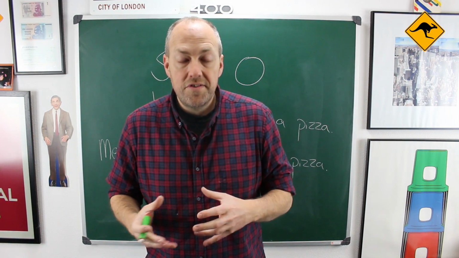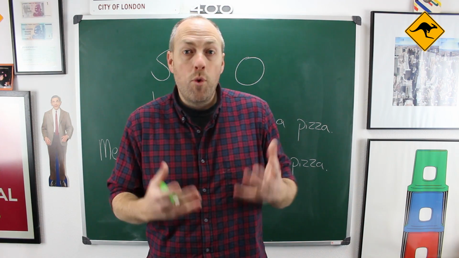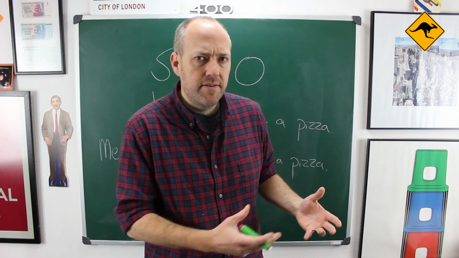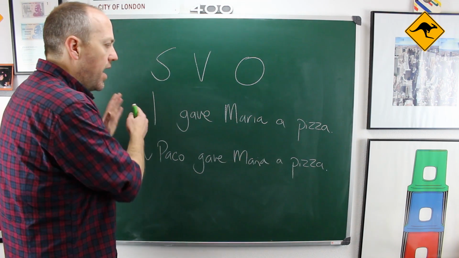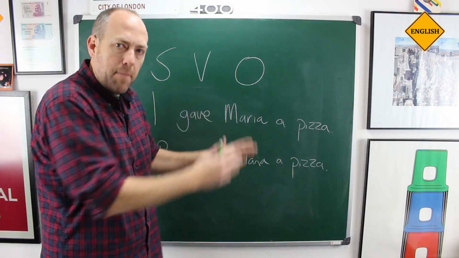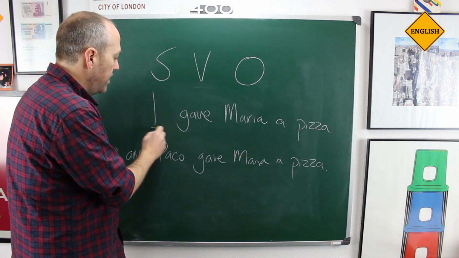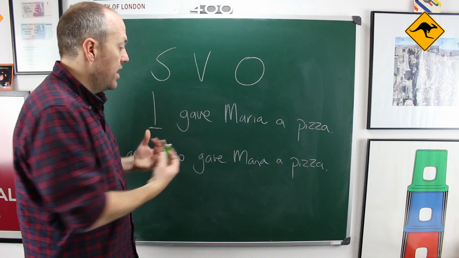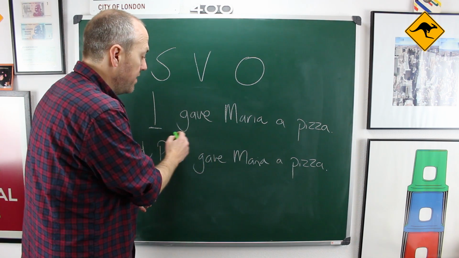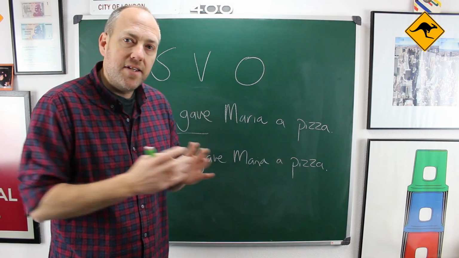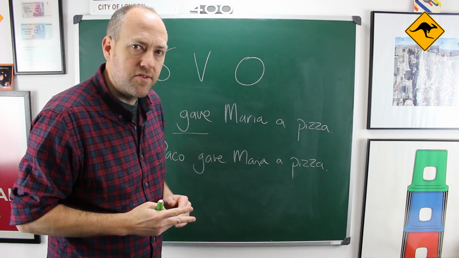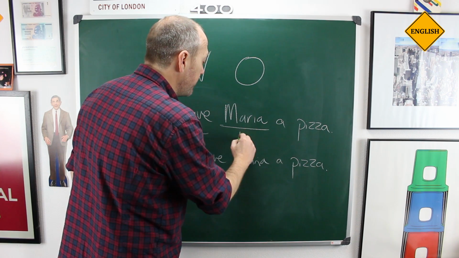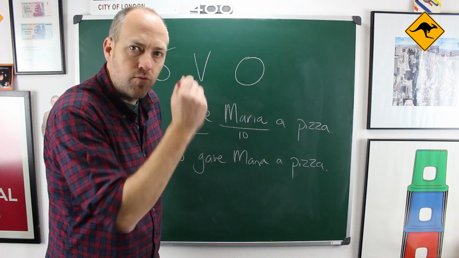Now, a clause can contain more than one subject and more than one object. For example, I gave Maria a pizza. So here we have a single subject, I, okay? Then we have the verb give, okay, here. But here we have two objects, okay? We have an indirect object and we have a direct object.